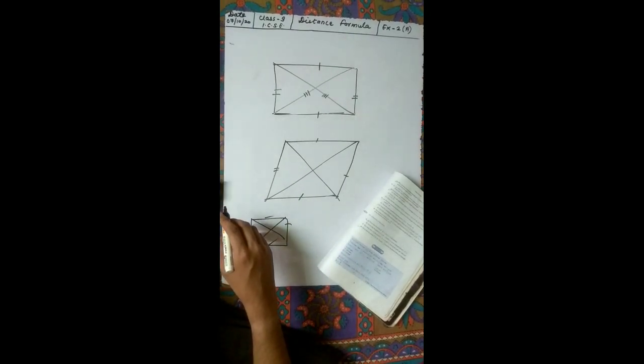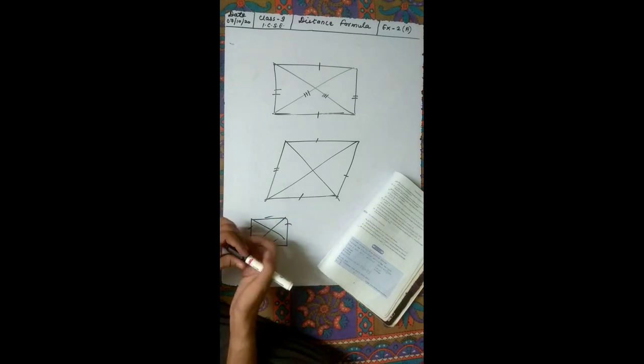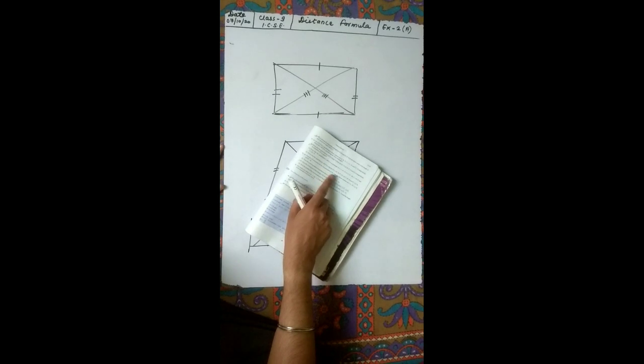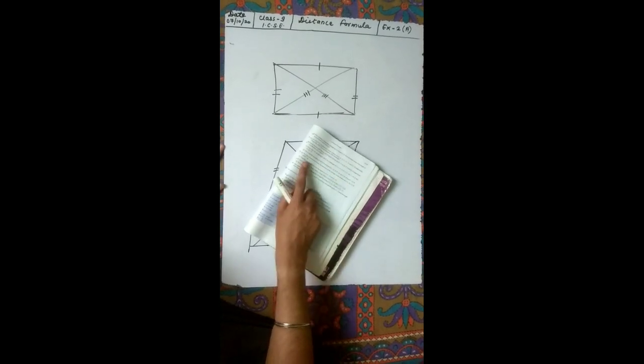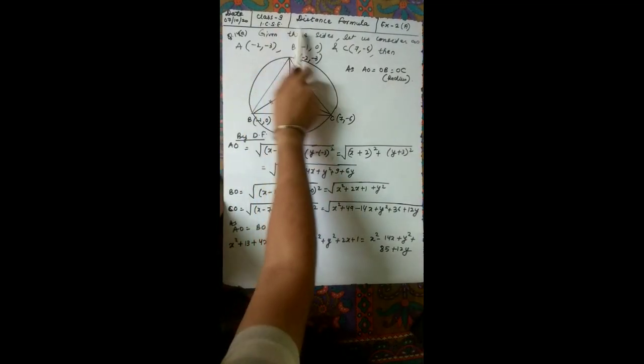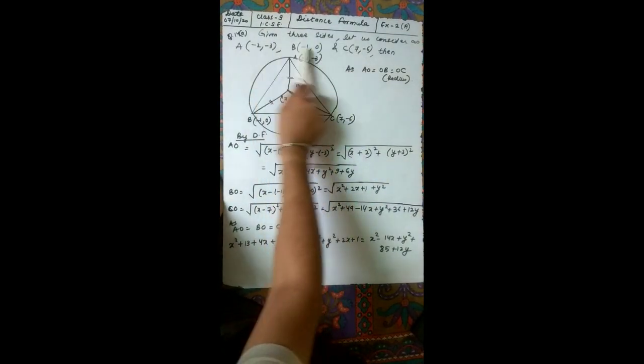Alright, so let us come to the 14th question. Find the circumcenter and circumradius of the triangle whose vertices are given. We need to find the circumcenter and circumradius. Let us find this one. So here is the solution. Given 3 vertices, let us consider A, B, and C.